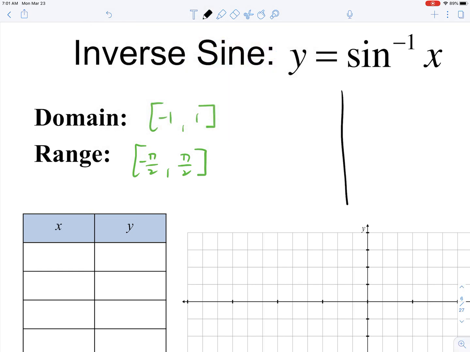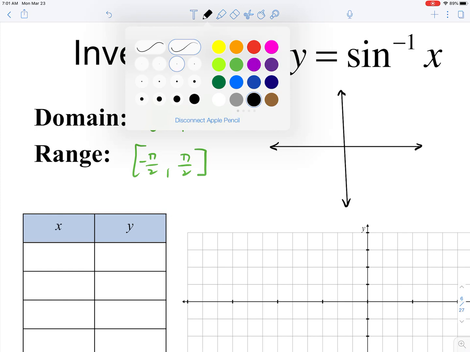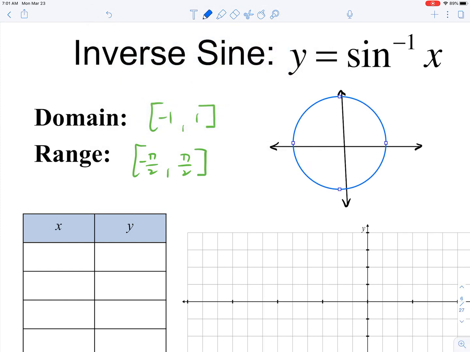So on the unit circle, and this helps me because I think about the unit circle in order to evaluate sine exactly for angles, let me draw my unit circle. The range negative pi over 2 to pi over 2 would be quadrant 4, right? Negative pi over 2 to 0, and then 0 to pi over 2 would be quadrant 1. So basically, when you evaluate inverse sine, you're going to get as outputs angles between negative pi over 2 and pi over 2, which are angles from quadrant 1 and quadrant 4.